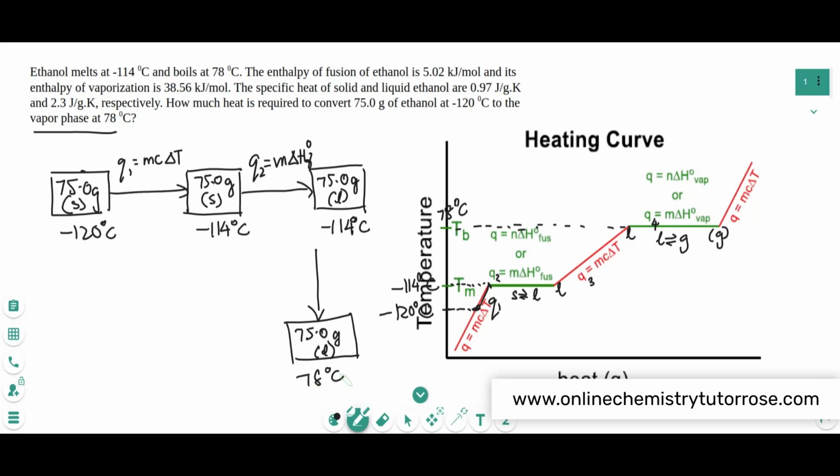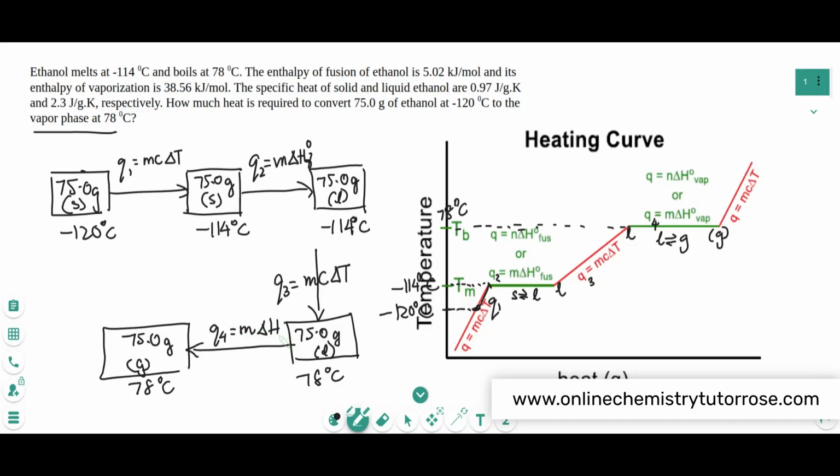At 78 degrees, the energy needed for this, Q3, is mass times the specific heat of the liquid times delta T. And finally, you want to evaporate all the liquid to the gas at 78 degrees. There's no change in temperature, only a change in state, so the energy is mass times the latent heat of vaporization.